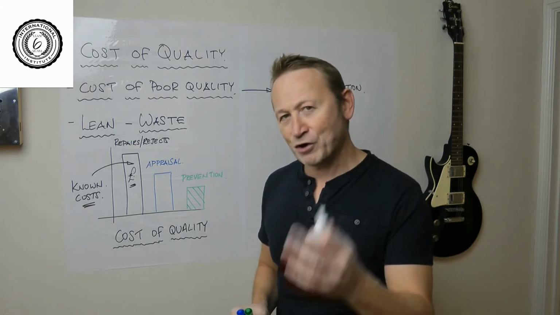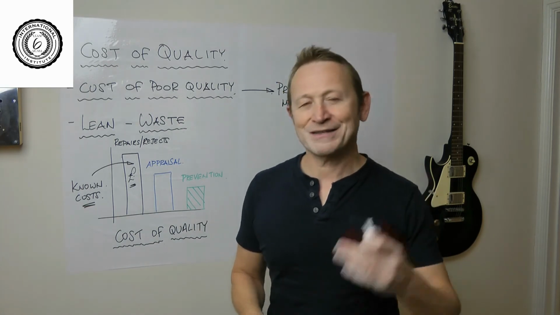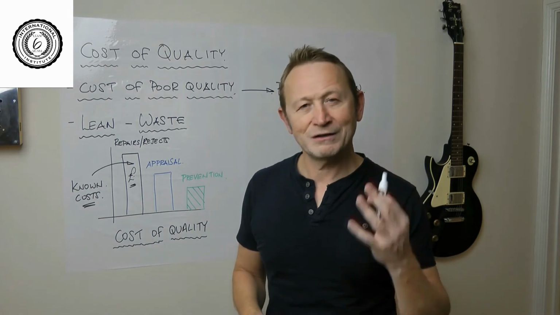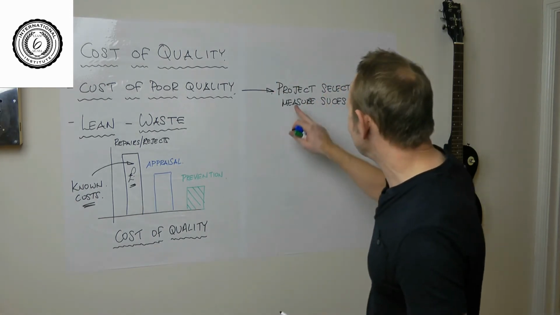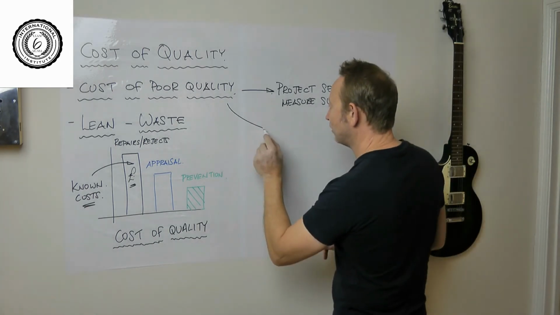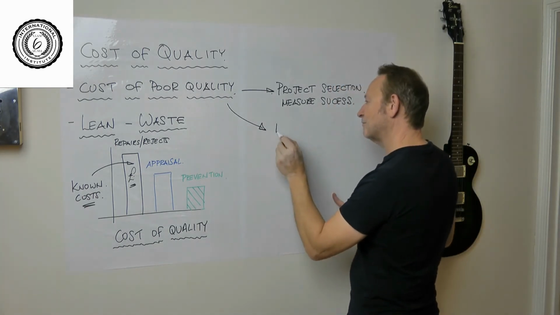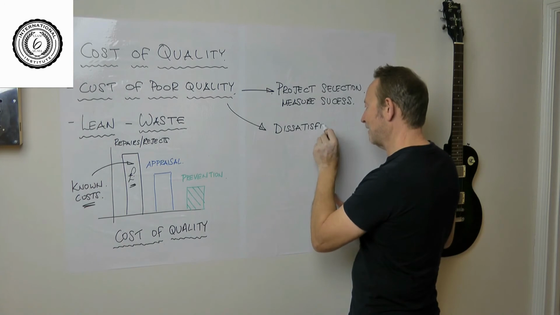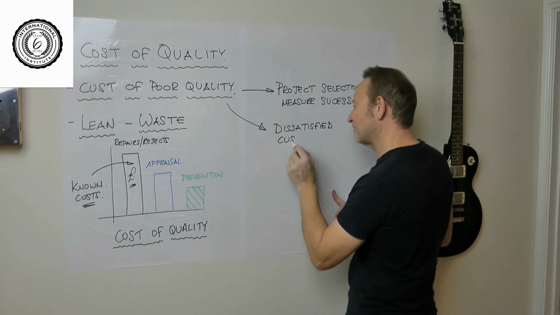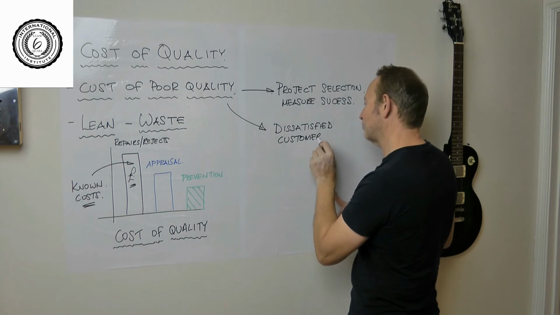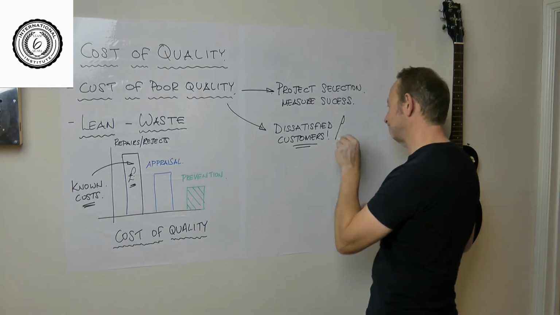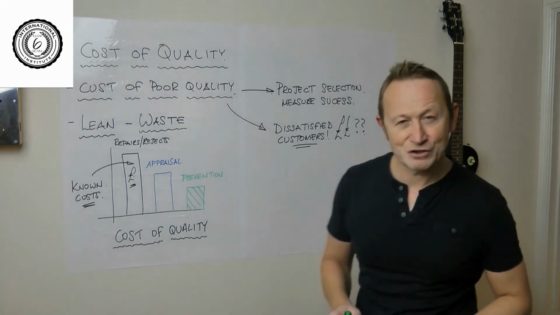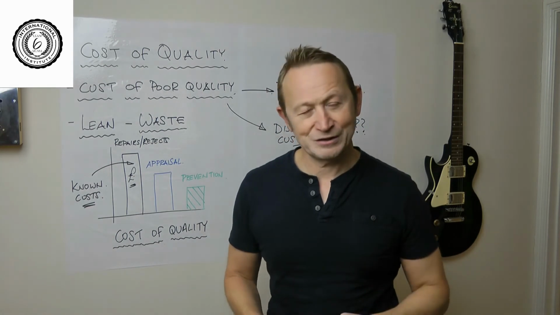And the projects that you should pick, the projects that have the biggest cost of poor quality, the cost of poor quality is uncalculatable. And here's the issue. Because if your cost of poor quality is with the customers, and this is about dissatisfied customers, the cost of a dissatisfied customer is uncalculatable.